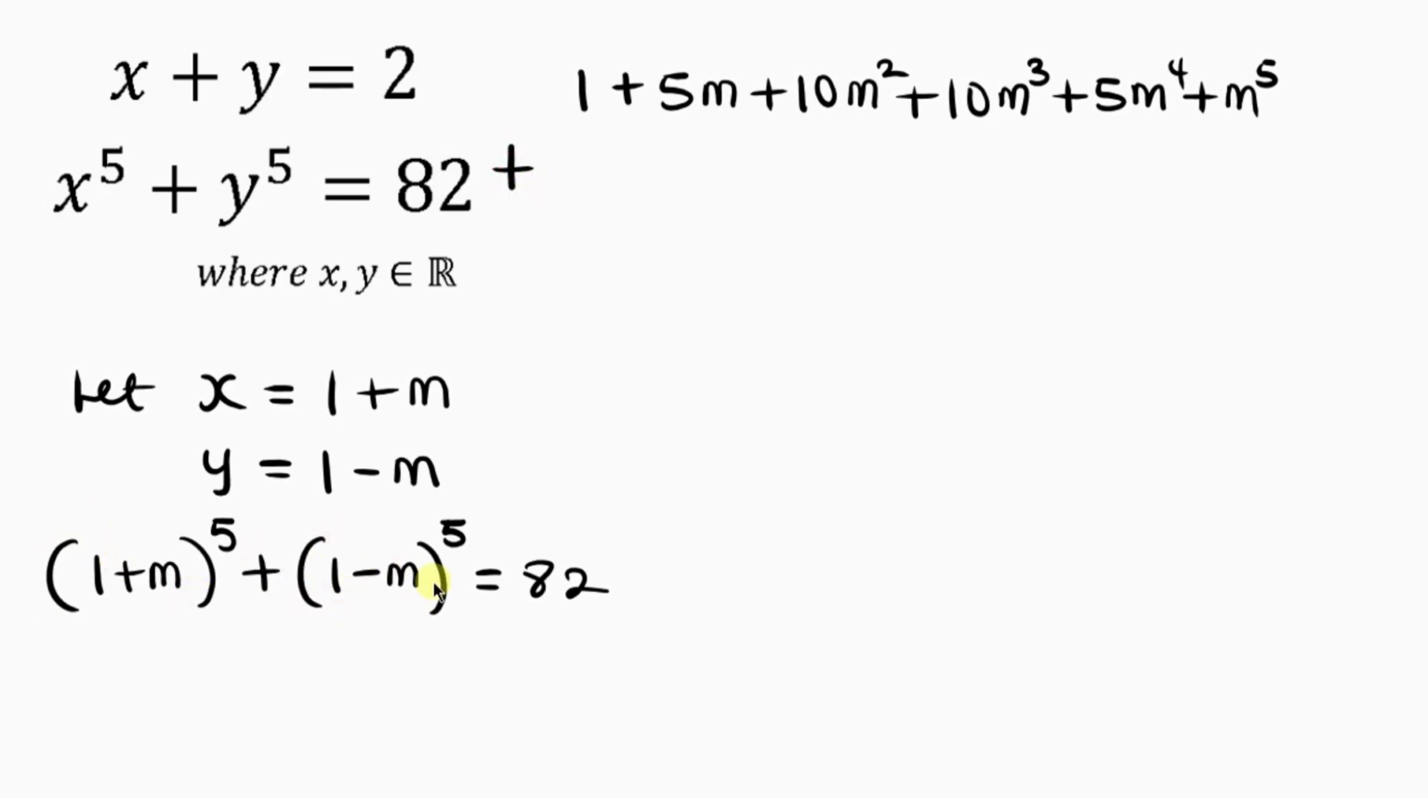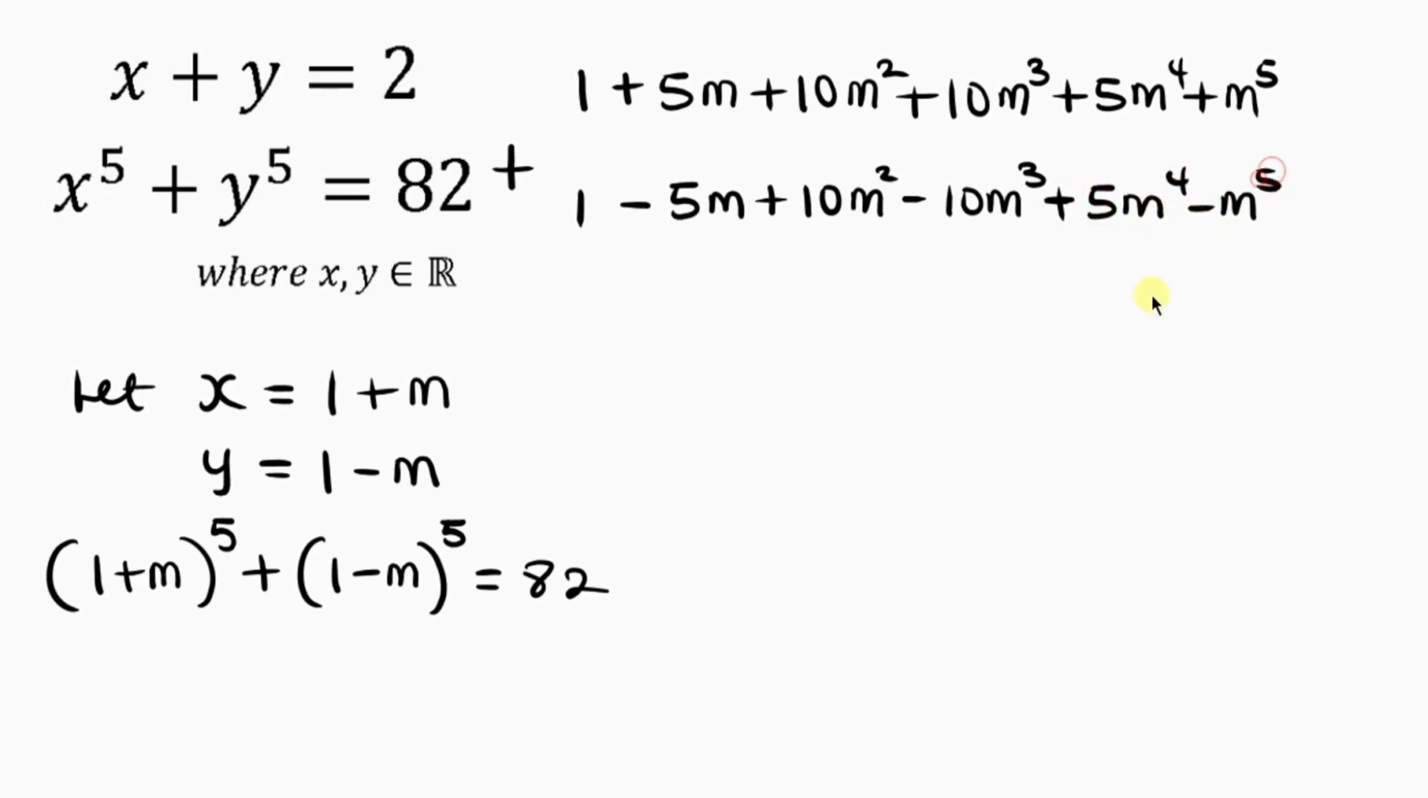Now let's expand this other one using binomial expansion as well. So this is 1 minus 5m plus 10m to power 2 minus 10m to power 3, plus 5m to power 4, then minus m to power 5. So equal to 82. So equate this to 82.